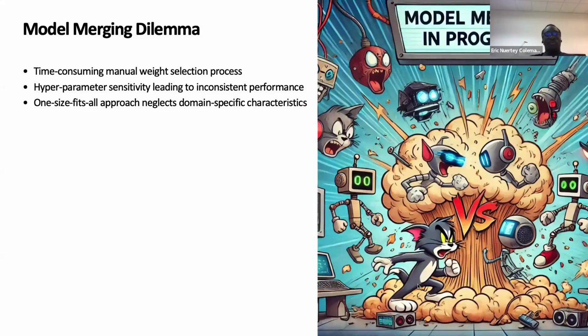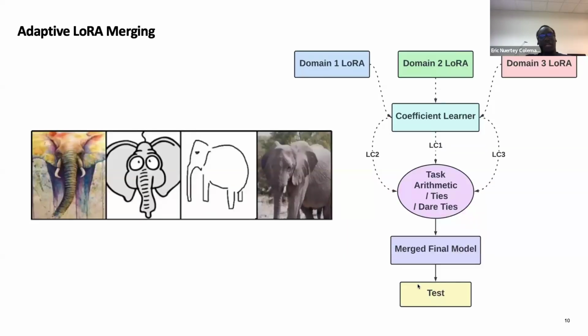And it's very difficult to do manually. It's very hyperparameter sensitive. So given N adapters, you have to manually tweak each weight for each individual adapter, and it takes time. And it's more of a guessing game. If you're lucky, you get it right. If not, then you have to keep trying again. So what we proposed to solve this was this adaptive LoRA merging idea.